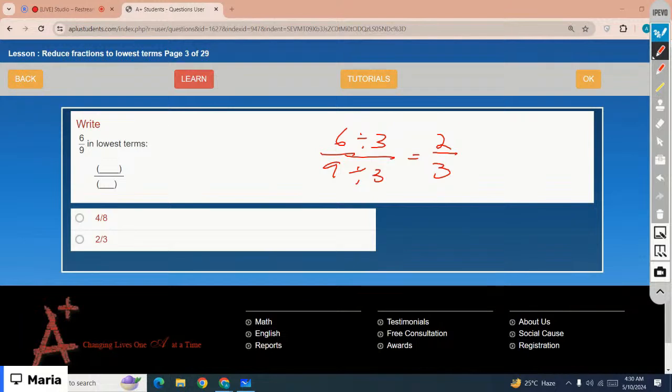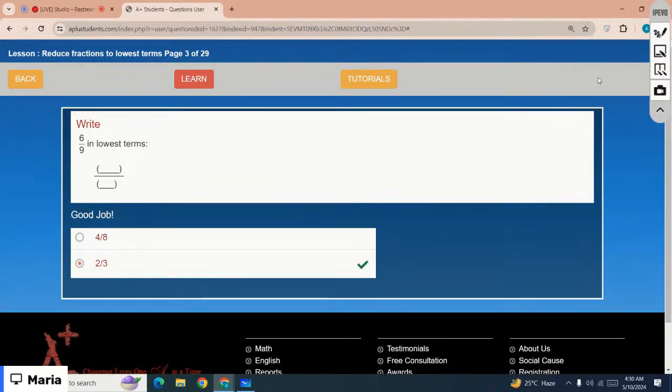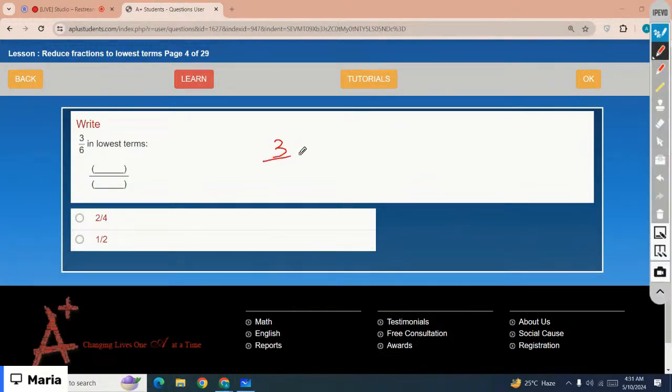Okay, the correct option is 2 over 3. Okay, the next one is write 3 by 6 in the lowest term. So which is the correct option? Divide them by the greatest common number, that is 3. So that is 1 over 2. The correct option is 1 over 2.